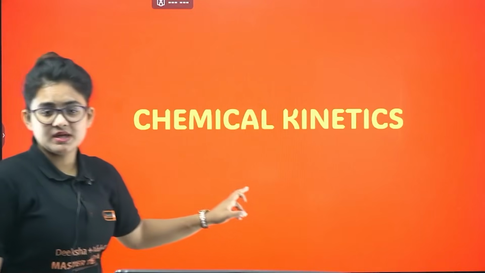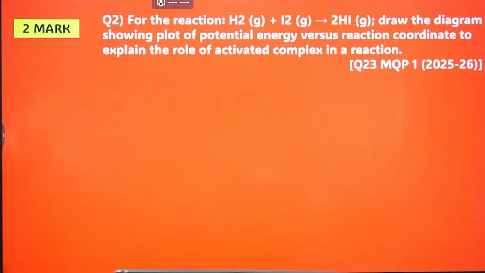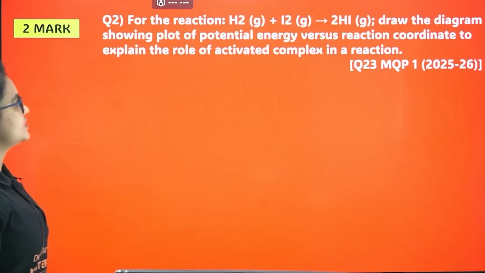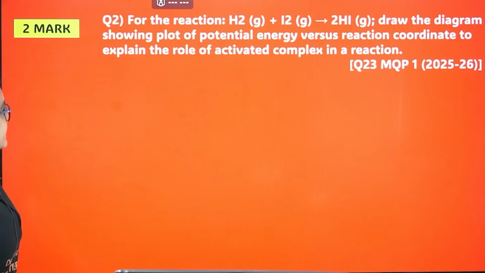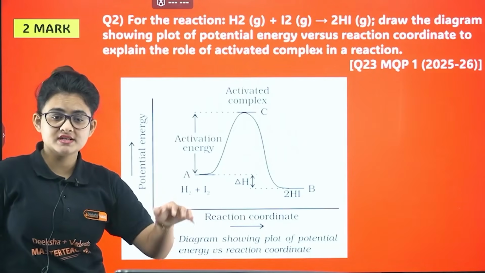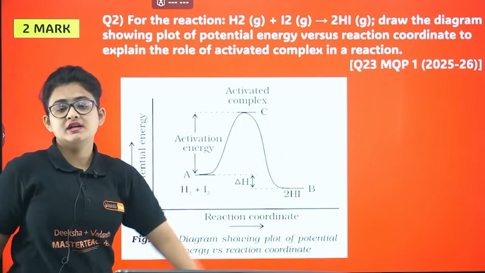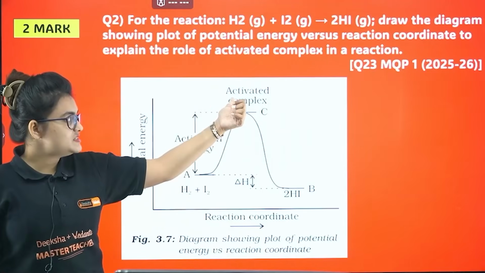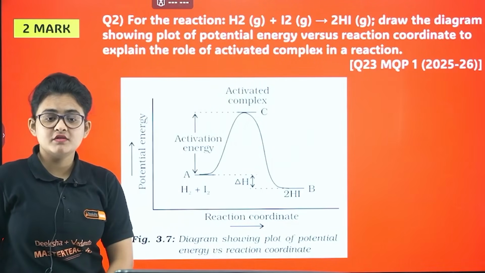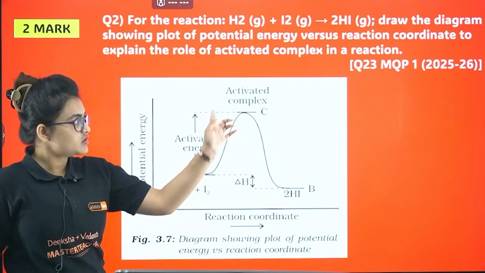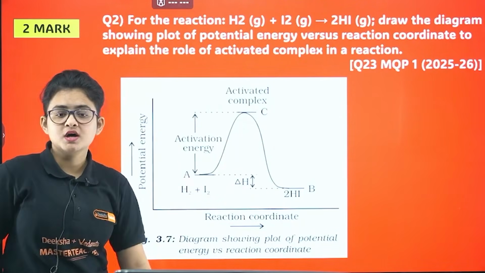We will proceed with chemical kinetics now. For the reaction H2 plus I2 gives 2HI, draw the diagram showing the plot of potential energy versus reaction coordinate to explain the role of the activated complex in the reaction. Here you can see H2 plus I2 react and they have to cross the activation energy barrier. At the top of the peak, the activated complex is generated, where it is neither the reactant nor the product. That is called the transition state. After crossing the activated complex, it will come up to be the product.